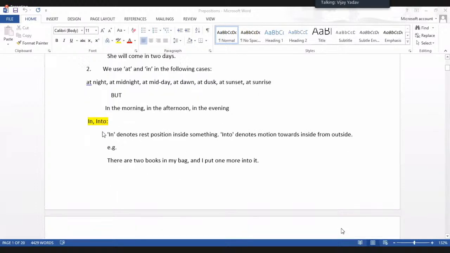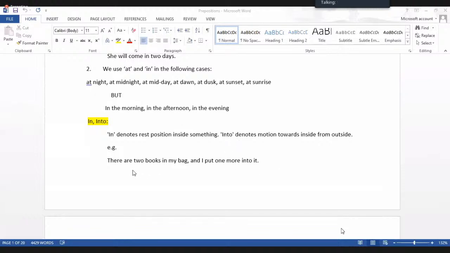Another is in, into. See, we use in. In indicates the rest position inside something. Certain things have a boundary. Within the boundary, there is something. Then for that, we use in. But we use into in order to indicate motion towards inside from outside. If there is motion towards inside from outside, we use into. So in for rest position, into for motion.